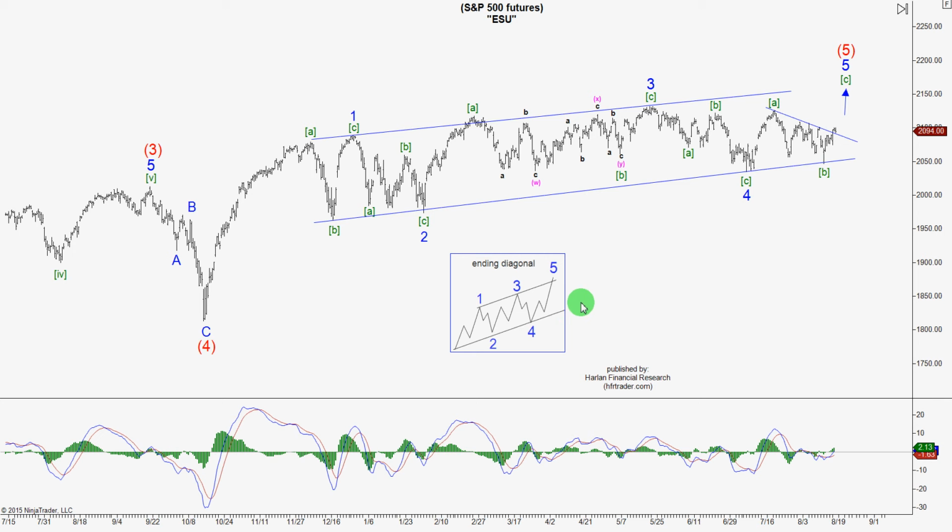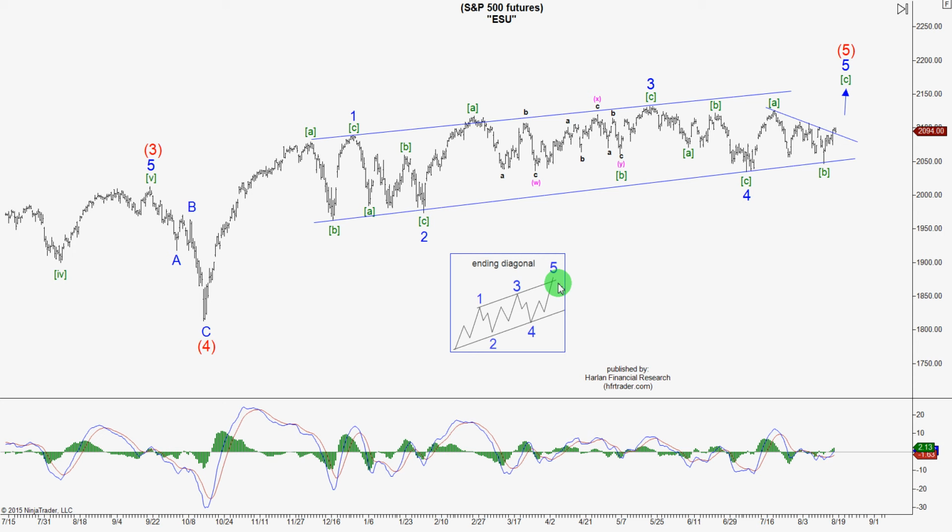So first of all, we've drawn a little diagram right here to start with. If we were doing an Elliott Wave workshop like we used to do, we would draw this on the board, and an ending diagonal has 5 waves: 1, 2, 3, 4, and 5. And each of these waves is made up of 3 waves, commonly called ABCs. And this distinguishes it from an impulse wave.